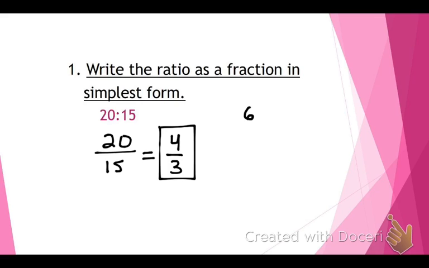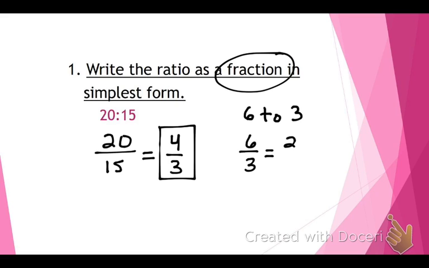Let's say that I asked you to put 6 to 3. How do I do that as a fraction? 6 over 3. If I was to reduce that, what would I get? Okay, you would get 2, but my instructions say to write it as a fraction. Is 2 a fraction? No, so you would need it to be what? 2 over 1, and that would be your answer.